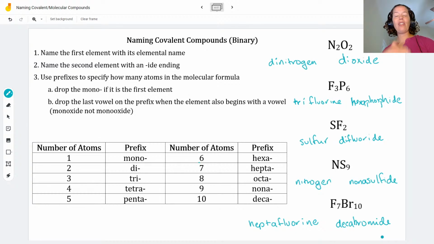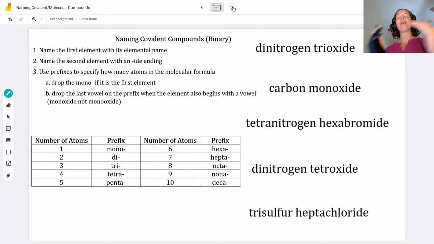So let's change gears. And now we're going to go from the name back to the molecular formula. Again, this is much easier than doing ionic because we don't have to do any math and figure out what charges are. The name is going to tell us how many of each atom we have. All right, so I have dinitrogen trioxide. We're going to take this first element, then second element.